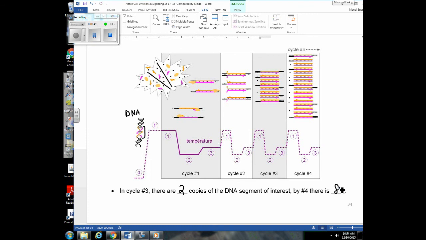Now the reason why we do not get that segment of interest until we get to cycle 3 is because you have to remember that DNA is a really long molecule. So here we have denatured or split open a DNA molecule, and it's just showing you part of it, but the DNA is a really long molecule. So let's go ahead and show that.